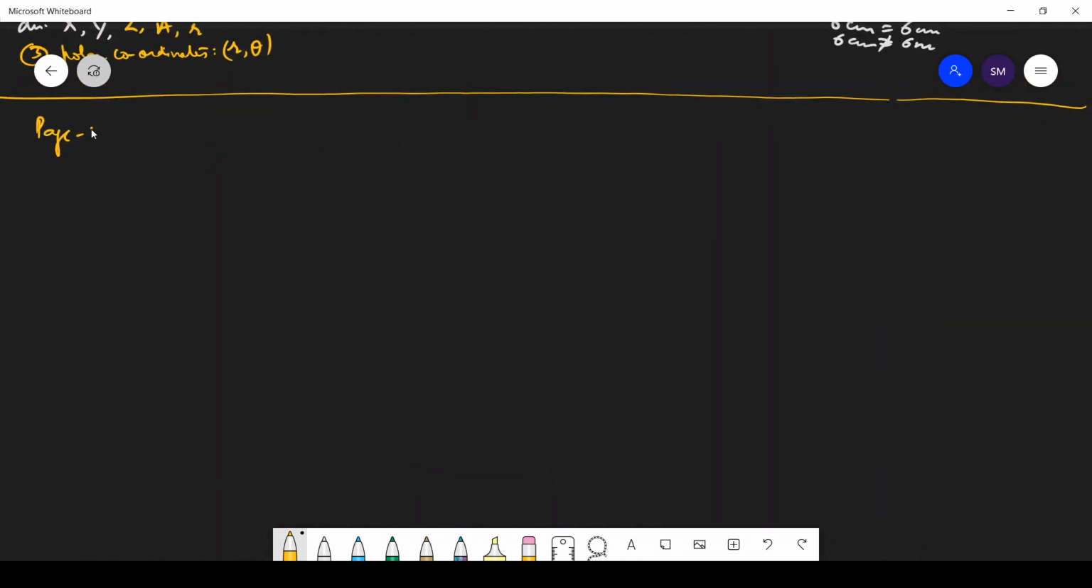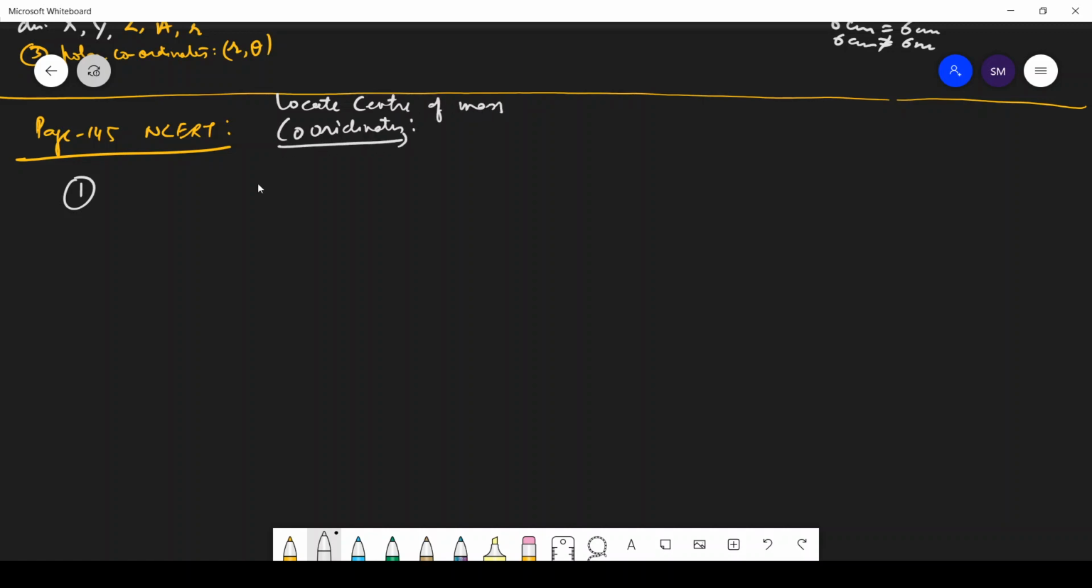So page 145 NCERT. Now, the one way that we know is to write the coordinates of the, so we are studying coordinates, or means locate center of mass. And we have studied the coordinate form.